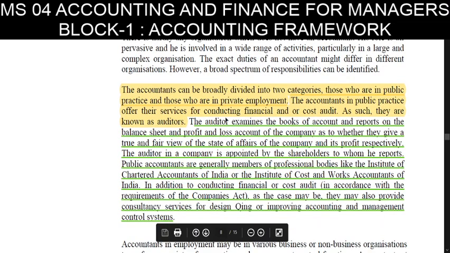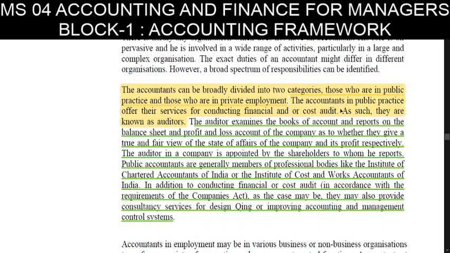The accountants can be broadly divided into two categories: those who are in public practice and those who are in private employment. Public accountants, private accountants. The accountants in public practice offer their services for conducting financial and cost audit. Therefore, they are known as auditors. They are doing financial audit, they are doing cost audits. Therefore, they are called auditors.